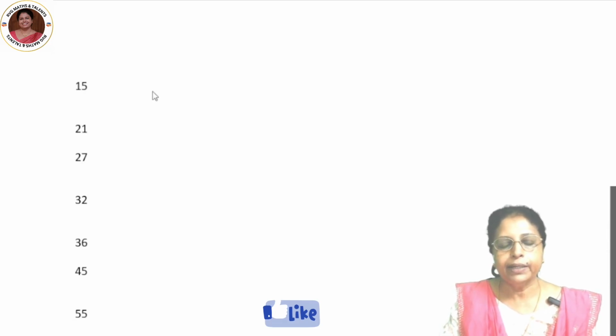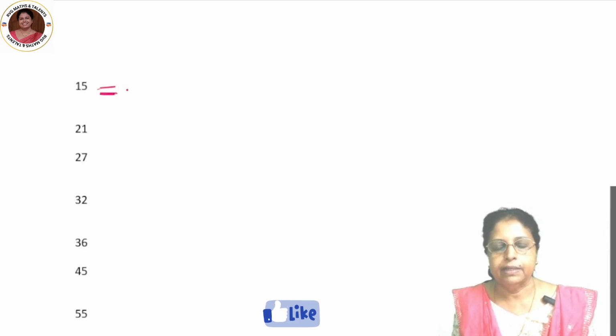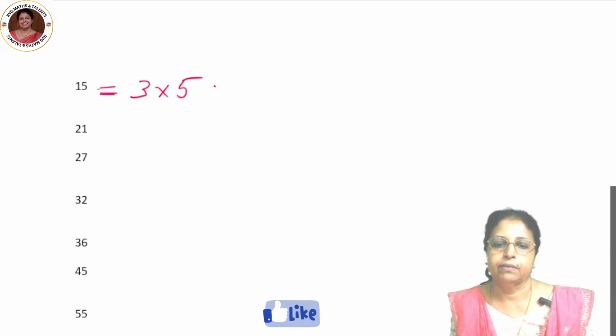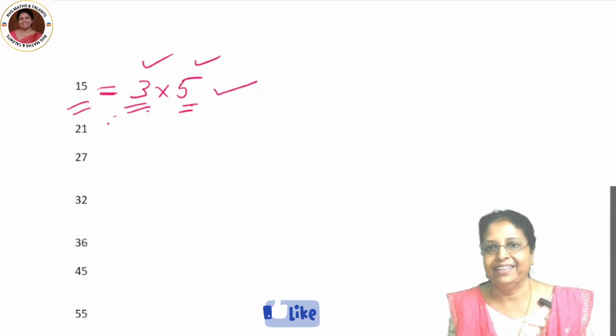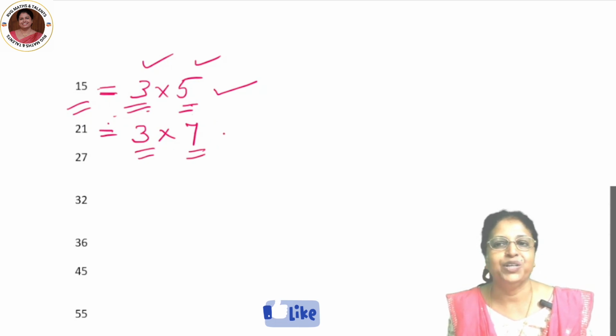Okay. See, you can write here 15. See, 15 can be written as 3 times 5. So, you can say 3 and 5 are prime factors of 15. Okay, you got it? Okay, the next one, 21. See, you can write 3 times 7. You can see 3 and 7 are prime factors of 21.